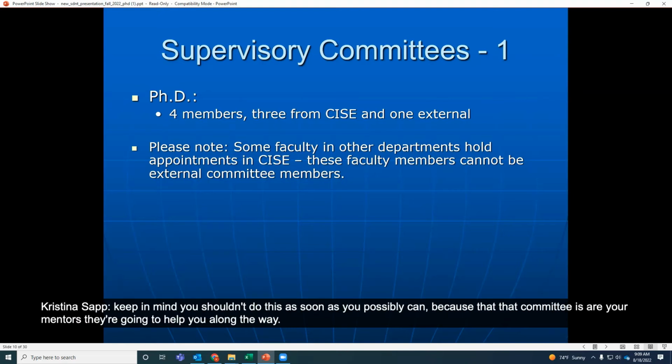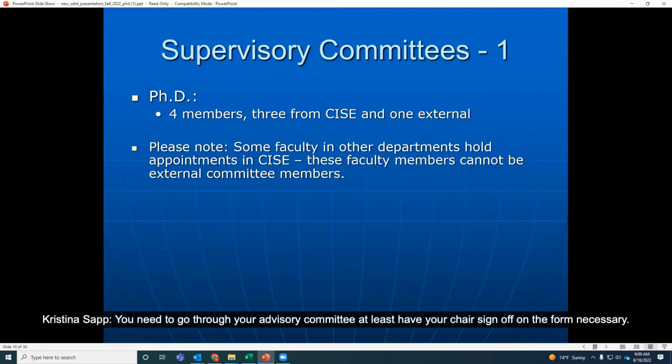Keep in mind, you should do this as soon as you possibly can, because that committee are your mentors. They're going to help you along the way. You need to, though, for your supervisory committee, you need to at least have your chair sign off on the form necessary by your first semester. And that's the person that's supervising you currently.